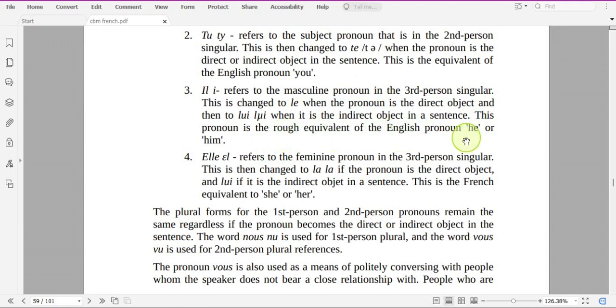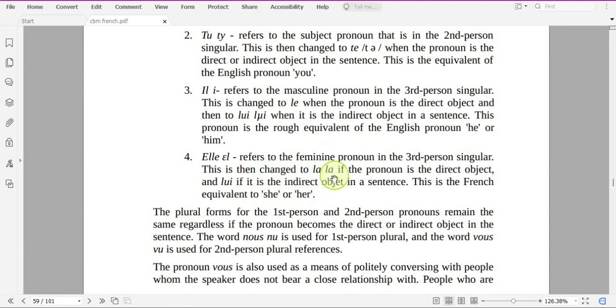Direct object, le: je le donne. But lui when it is indirect, like to him. Lui means to him. Okay? Je lui donne. I give it to him. Je lui ai donné. I have given it to him. Okay? Give to. Je le déteste. I hate him. Is that understood? The same for elle, okay?